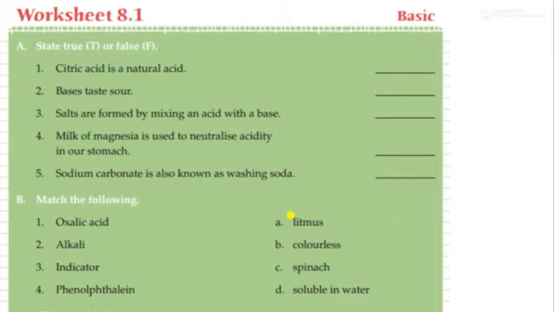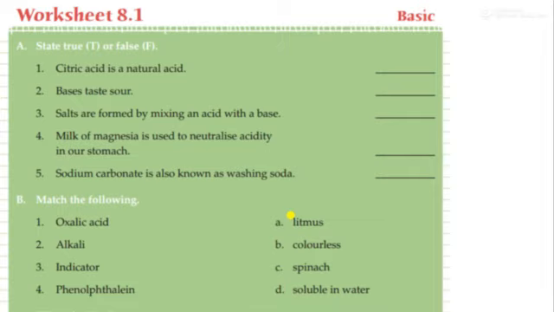State true or false. You have to tell whether the statement is true or false. कि ये statement सही है या गलत है. I'm just discussing two, and the remaining you have to do by yourself. Citric acid is a natural acid. Obviously, yes, it is true, because citric acid is present in citrus food and it is a natural acid, right? Bases taste sour. No, bases are not sour. So this statement is false, and the correct statement is: acids are sour and bases are bitter in nature. Remaining three you have to do by yourself.